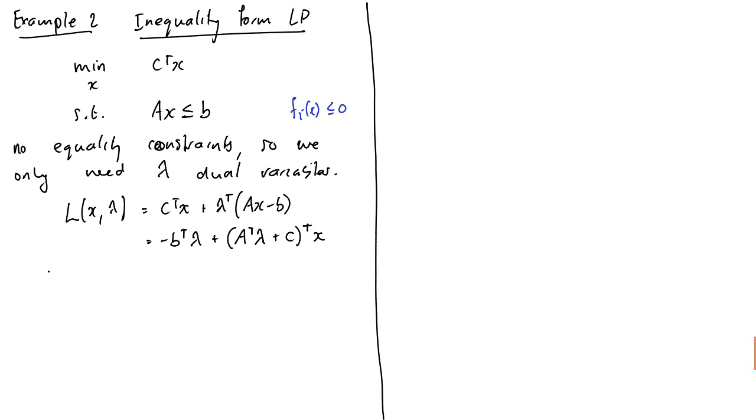So the dual is just going to be g of lambda now. And once again, we've got the same problem. If this vector here is non-zero, then it's going to be unbounded below. So it's going to be negative infinity. And if this vector is 0, then it's going to be negative b transpose lambda.